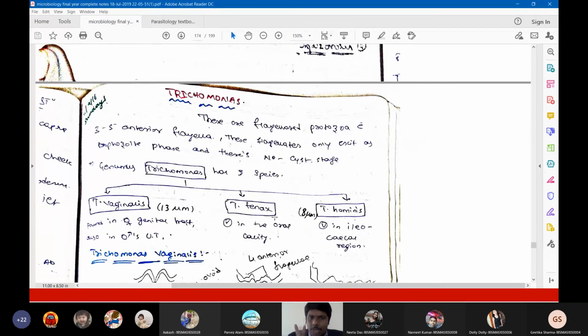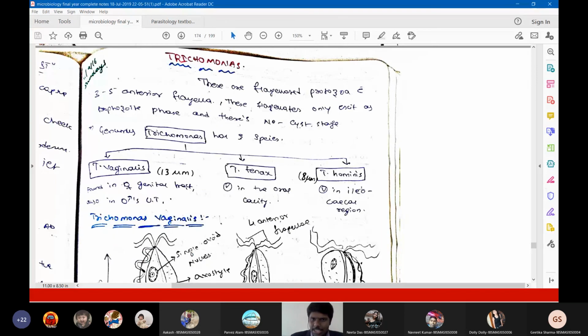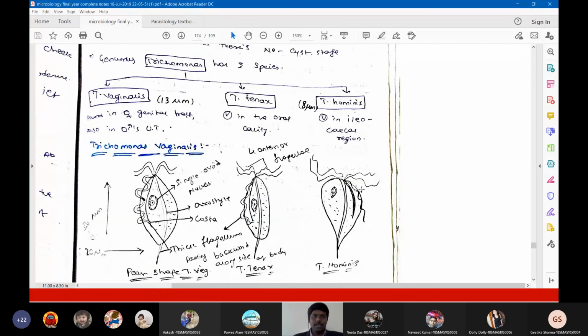And here we have 3 types of Trichomonas species. We have Trichomonas vaginalis, we have Trichomonas tenax, and we have Trichomonas hominis. So these are the 3 types of Trichomonas species.